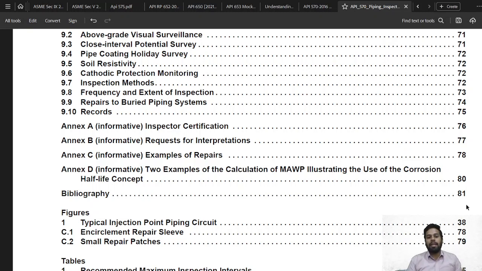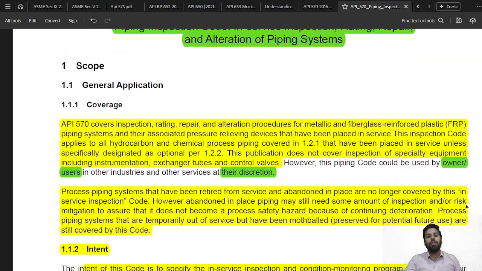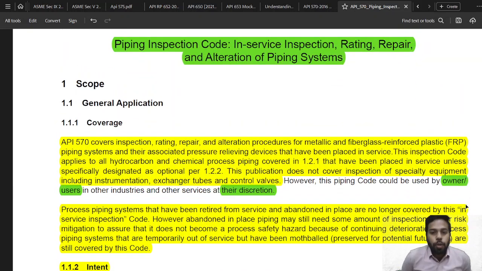So we'll look at each and everything because 100% of this document is to be known, because it carries the most weightage of the examination. So we'll look at that. This is the first video. Let's go ahead. Okay. So, piping inspection code: in-service inspection, rating, repair and alteration.